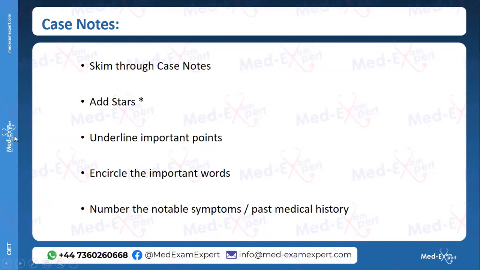So for example, you get a letter and you see that there is the name of the patient written. It is important. You can simply add a star on it. Okay, you can underline it, you can encircle it, or you can number it. So basically, what I want to tell you is that there are few strategies with which you can filter out the important case notes, which will help you while writing the letter.